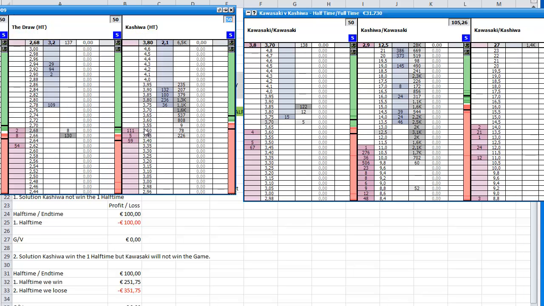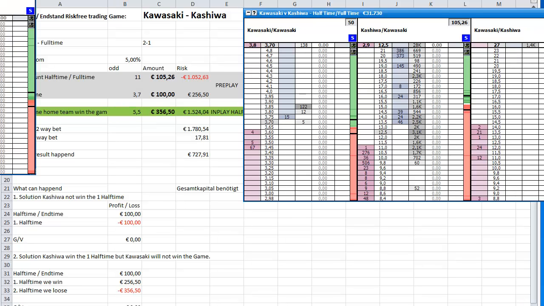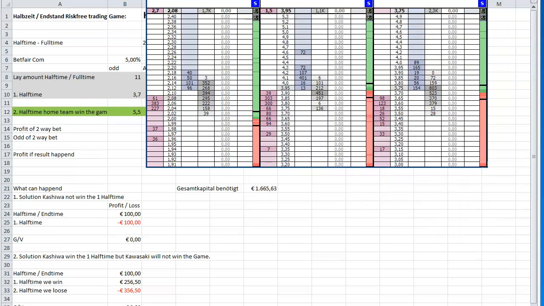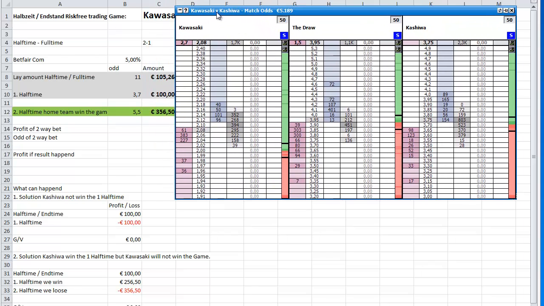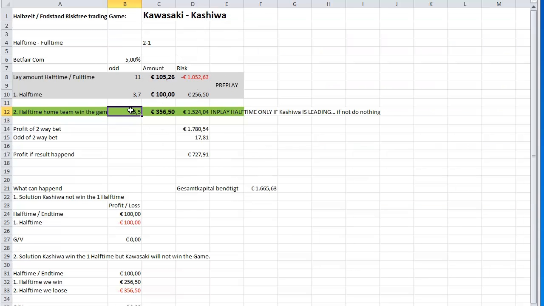For sure you can take 3.5 immediately, but always try to ask for the price and don't take the offered price at the moment. So we can change here to 3.7, and if Kashiwa is leading the game at halftime, this odd will go up to around 5.5. Okay, so I give this information in my sheet.